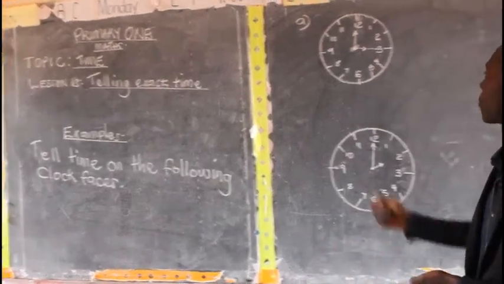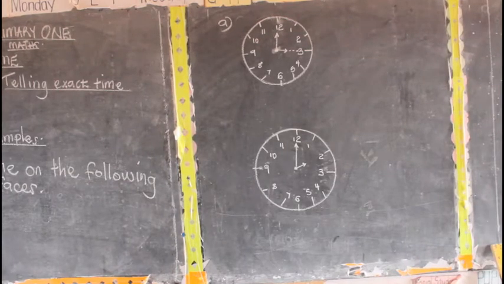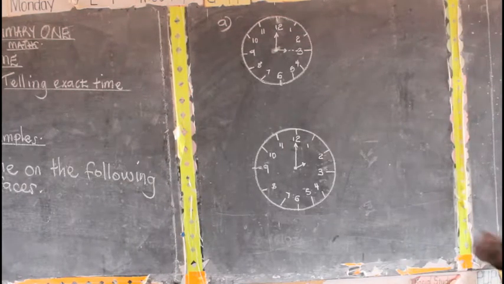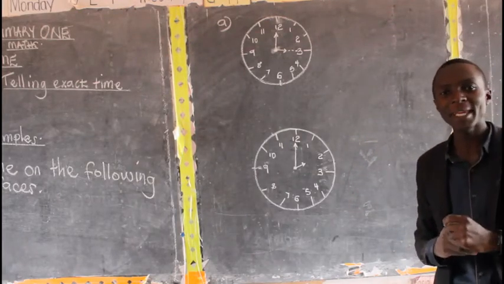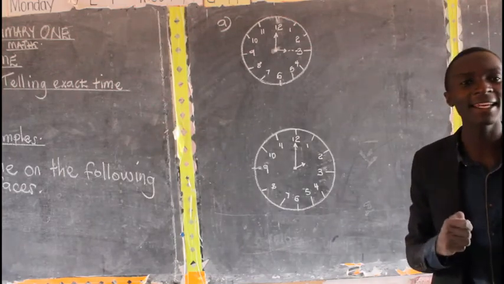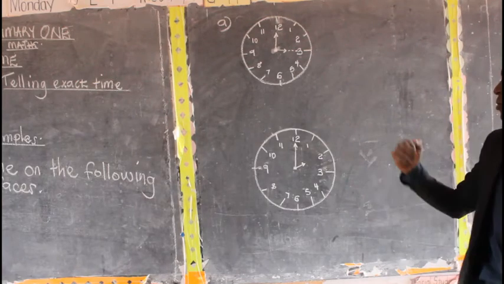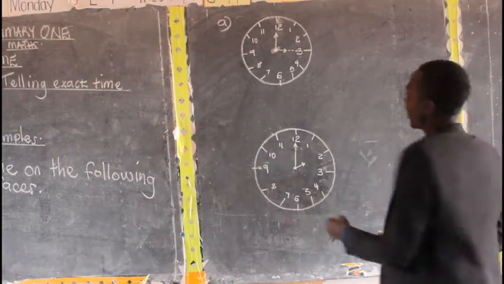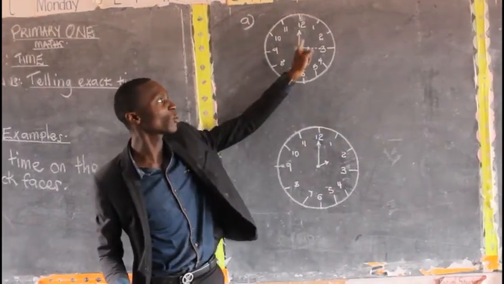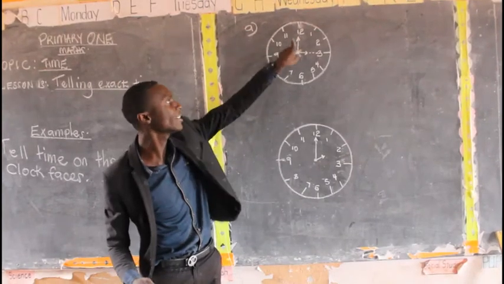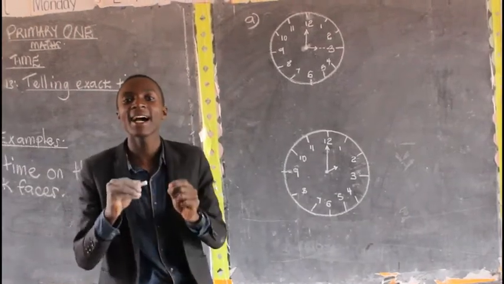Here we have one of the examples of our two-dimensional clock faces. Mine are just drawn on the board. We are going to look at how you tell time when the long minute hand is facing 12 and the short hour hand is facing 8. This is what we are going to see. The long one is what you call the minute hand, and this short one is what you call the hour hand.